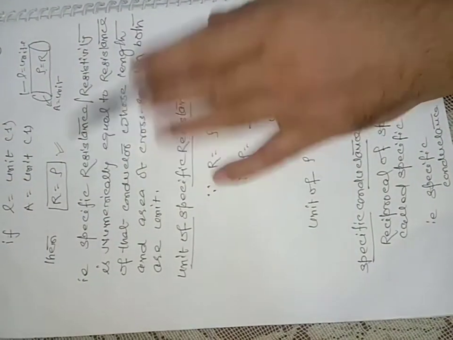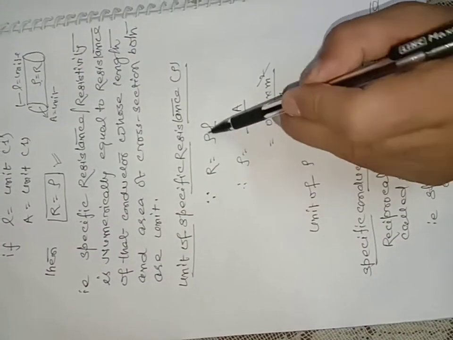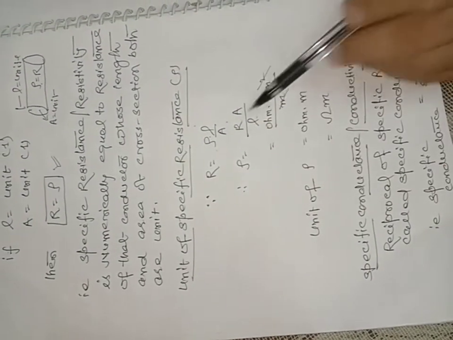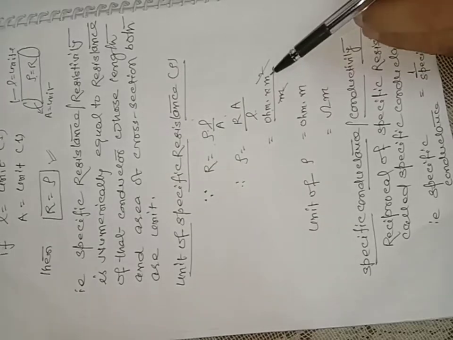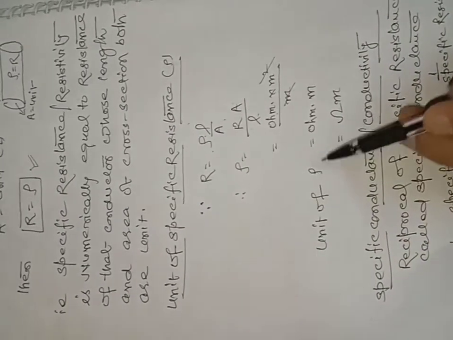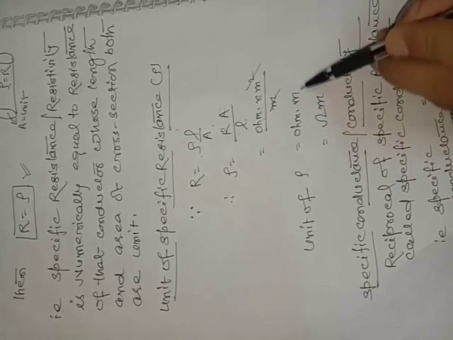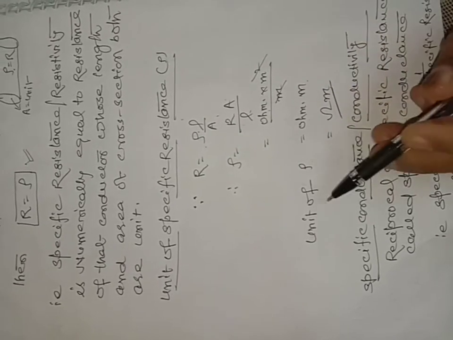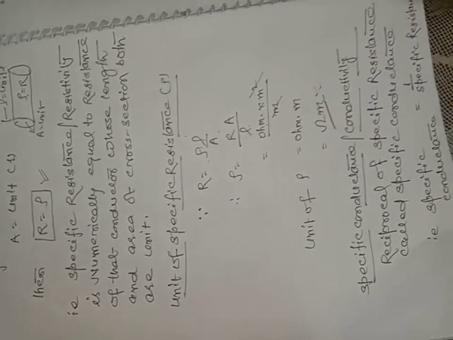What is the unit of specific resistance? Since R is equal to rho L upon A, rho is equal to RA upon L. Unit of resistance, ohm. Unit of area, meter square. Unit of length, meter. One meter gets cancelled. The unit of specific resistance becomes ohm meter. That is omega meter. Clear? So the unit of specific resistance is ohm meter.